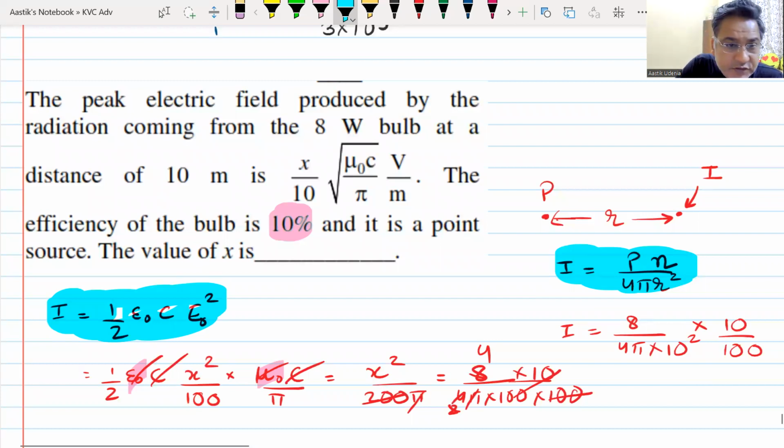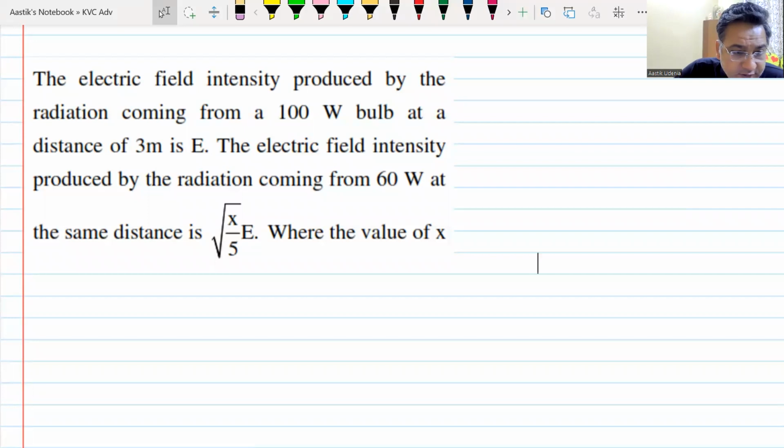If you have understood this, then I'll give you one question for practice. Again, this is a question from previous years. These types of questions are coming, and that is why we are doing them. The electric field intensity produced by radiation coming from a 100-watt bulb at a distance of 3 meters is E. The electric field intensity produced by the radiation coming from a 60-watt bulb at the same distance is x by 5 E. What is the value of x?